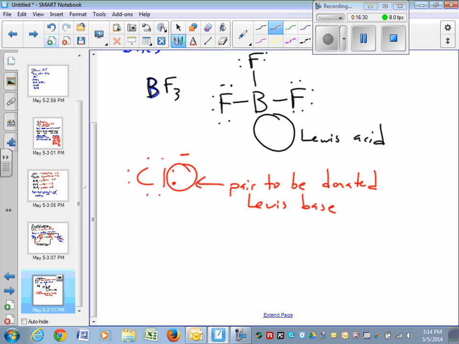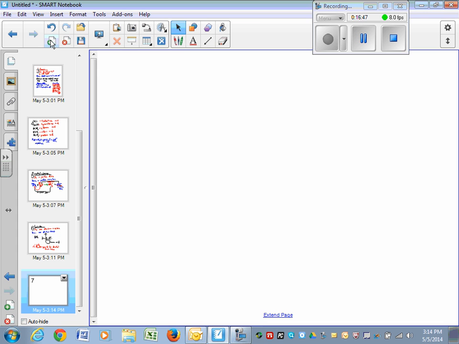Under the Lewis definition, everything can be classified as being either an acid or a base. The good news is that they all fit together. Lewis is everything. Bronsted-Lowry has some things excluded, and Arrhenius is the narrowest definition. So we can actually do that as a flowchart. Or a Venn diagram, it's even better.